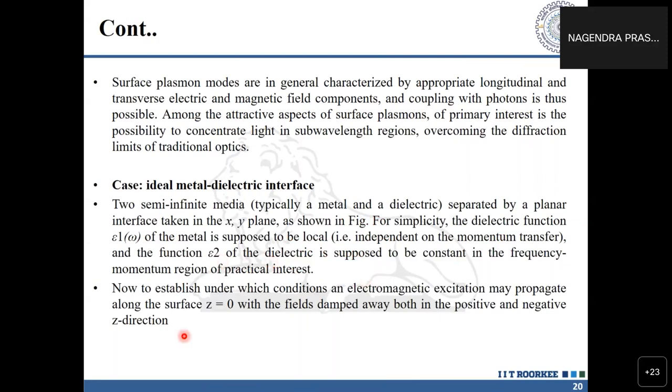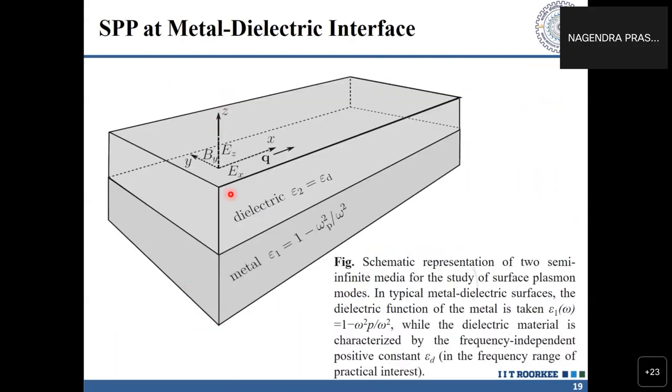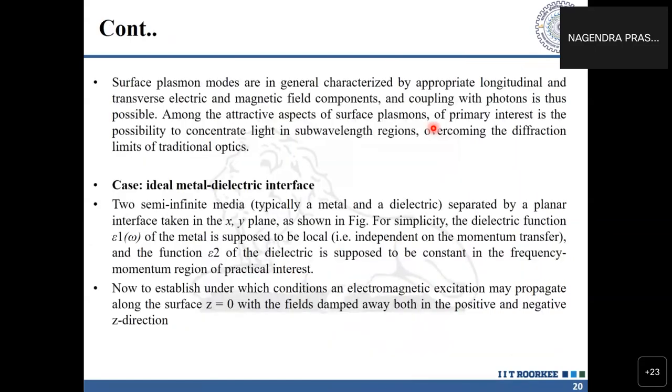Now, to establish under which condition an electromagnetic excitation may propagate along the surface z is equal to 0. Again, z is equal to 0 is the interface, the interface of dielectric and metal. So we will try to find out the condition under which this propagation is possible, that is, the SPP mode, surface plasmon polariton mode, exists and it propagates.